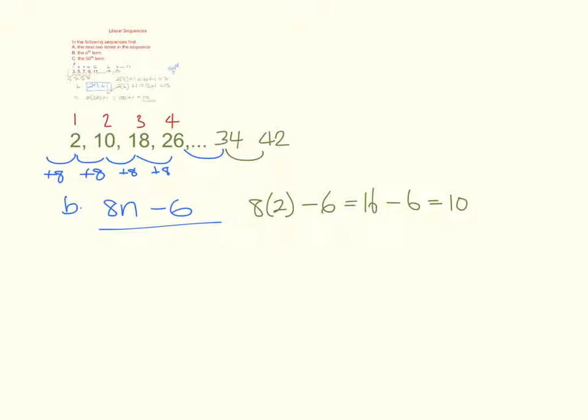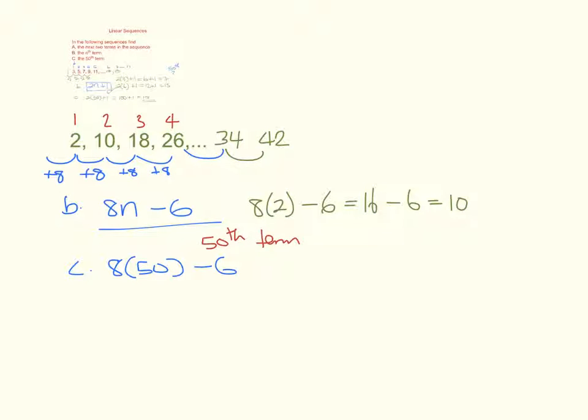Okay. All right, good. Let's answer part C of the question then. Part C, find the 50th term. So we're going to change n to the number 50. Okay, and I should put that we're finding the 50th term.